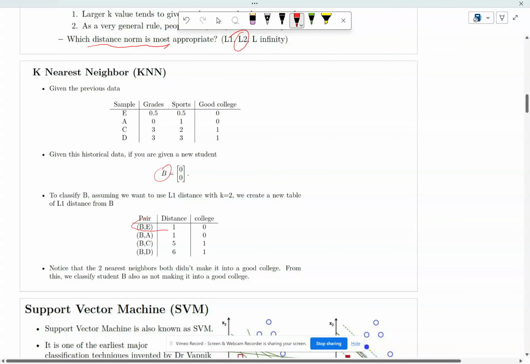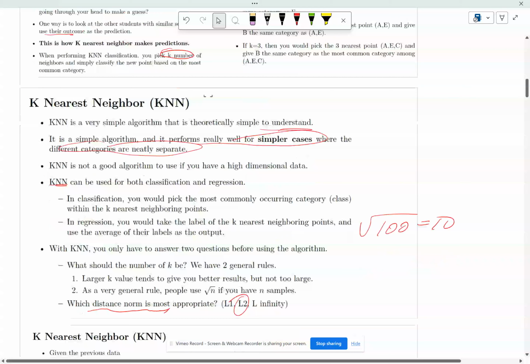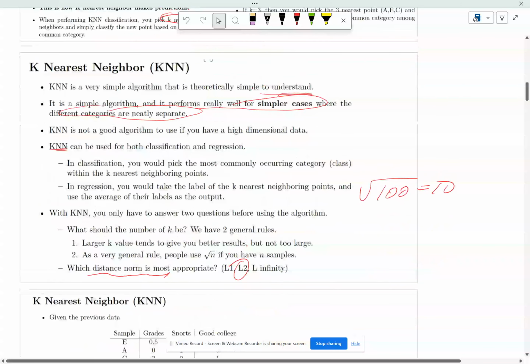you pick the one that's nearest to B, and then you assign whatever label it is. If K is equal to 2, then you pick 2 of them and assign the most common label, which in this case again is 0. So that's it. That's how K nearest neighbor works. It doesn't get easier than this. It's a really, really simple algorithm.